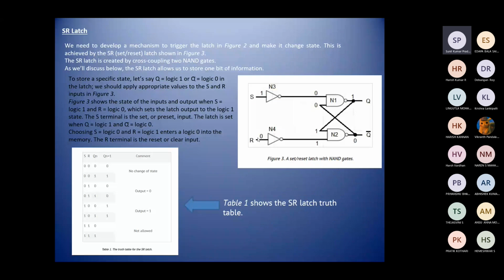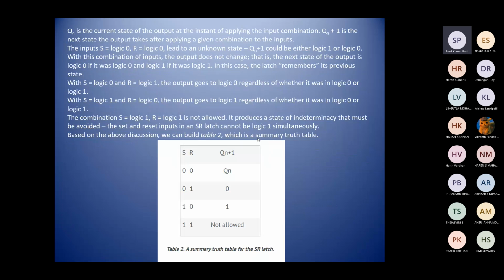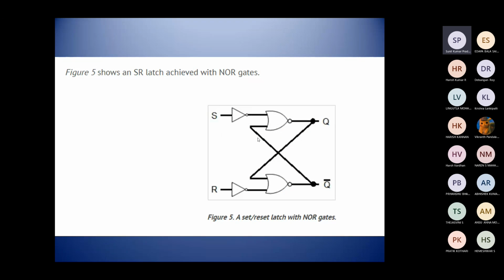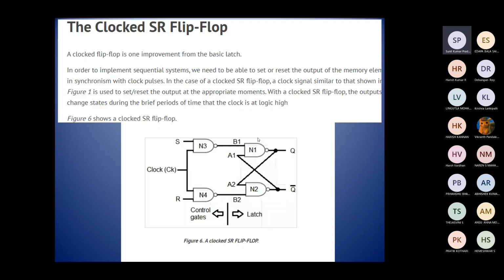Then we discussed the SR latch. The SR latch is developed with two NAND gates, and we discussed its working and its truth table. Similarly, the SR latch logic symbol, and after that how the SR latch can be achieved through NOR gates. So we discussed the SR latch through NAND gates, and now this is through NOR gates.